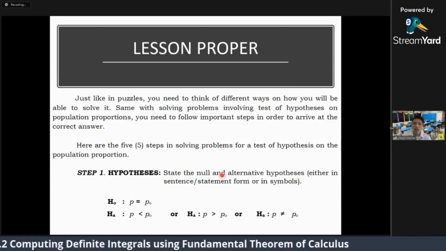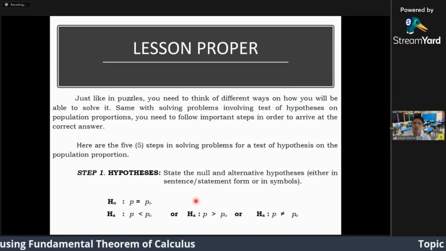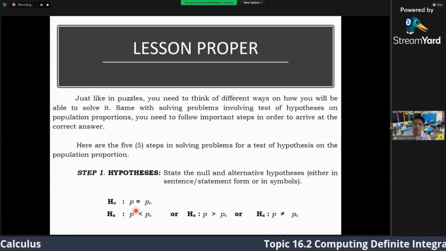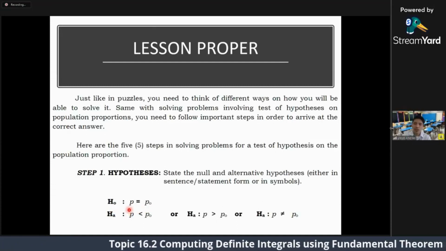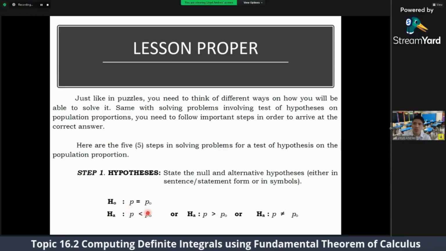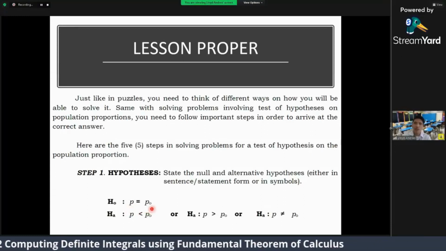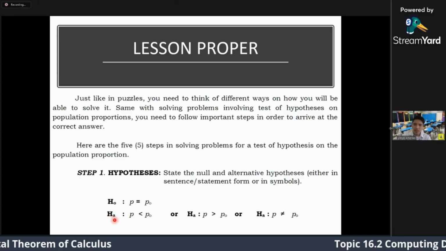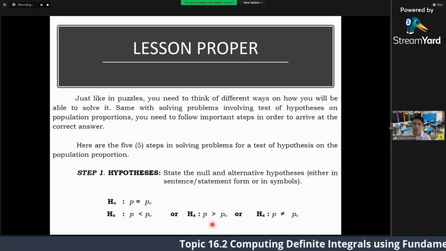The null can be in sentence or in symbol form. In the null hypothesis, usually p is equal to p sub 0. The p there is the population proportion, and this p sub 0 is the hypothesized proportion. So H sub A can be less than, greater than, or not equal.